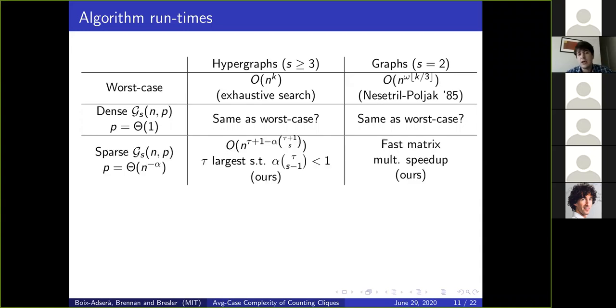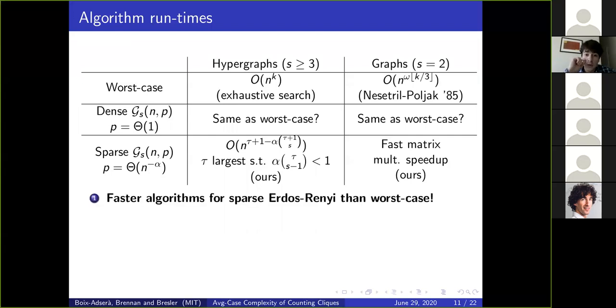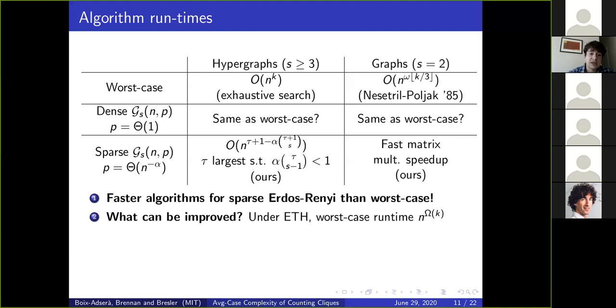For the sparse case, when the edge density is n to the minus alpha for some parameter alpha, we can get better algorithms. We show better algorithms based on greedy random sampling. And for the graph case, greedy random sampling with the fast matrix multiplication speedup, similar to the one in Nesetril and Poljak. So a couple of points. One, there are faster algorithms for counting K-cliques in sparse Erdos-Renyi graphs than in the worst case. This is interesting. Two, we can ask what can be improved.